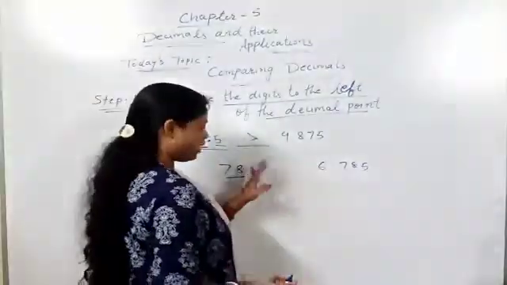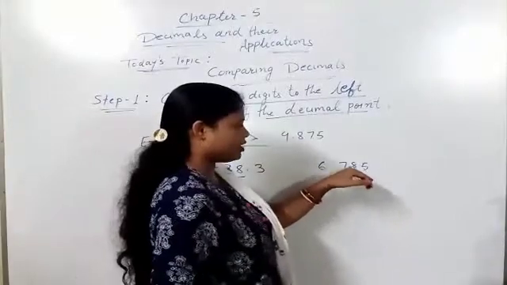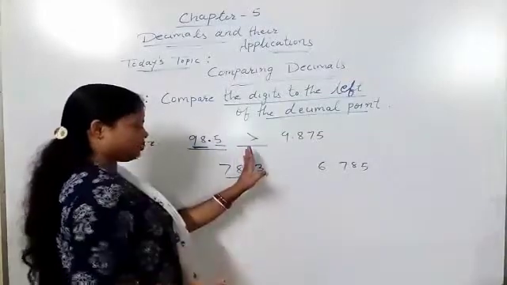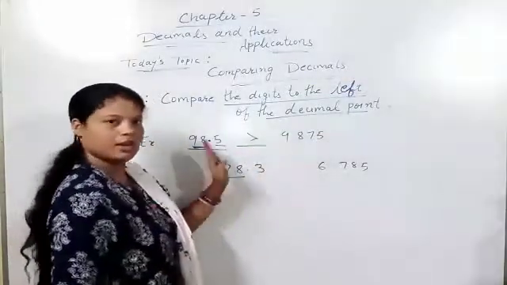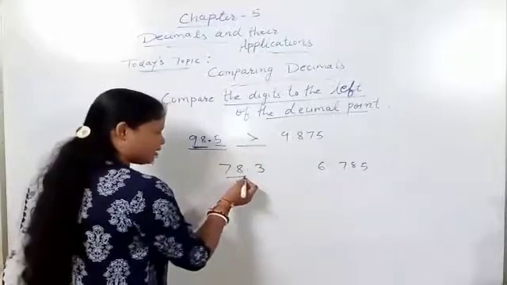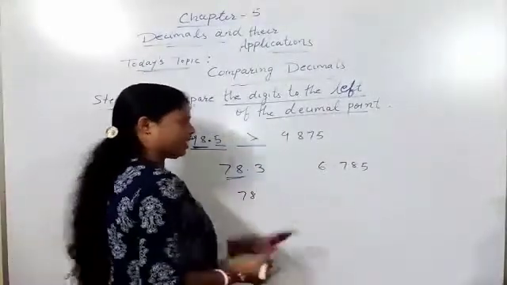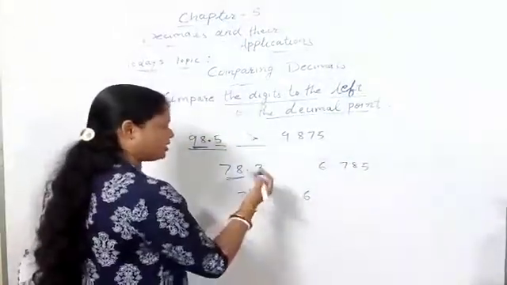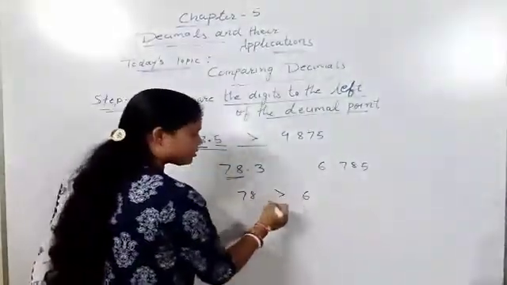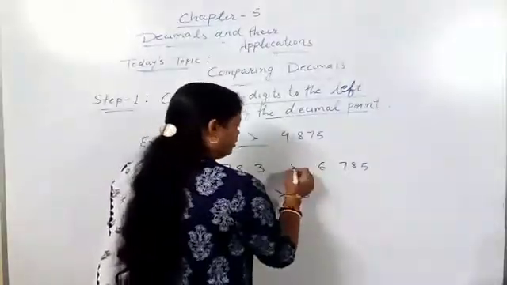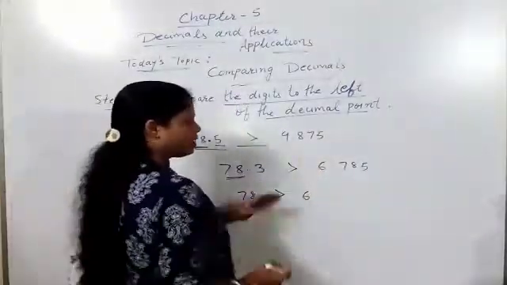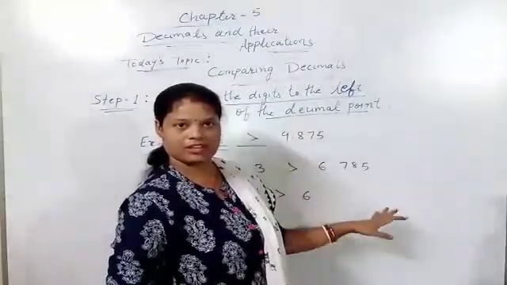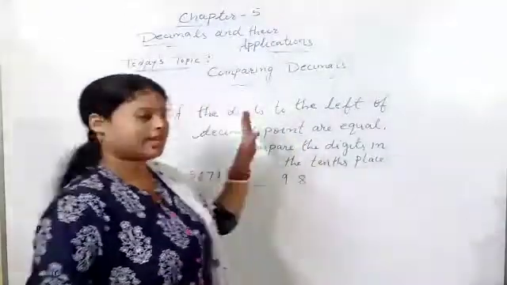Here it is 78.3 and 6.785. Again we will see this part, before the decimal, the left side of the decimal, that is 78, and here 6. We know that 78 is greater than 6. So we will write that 78.3 is greater than 6.785. Okay, clear? Now we will go to the next step.